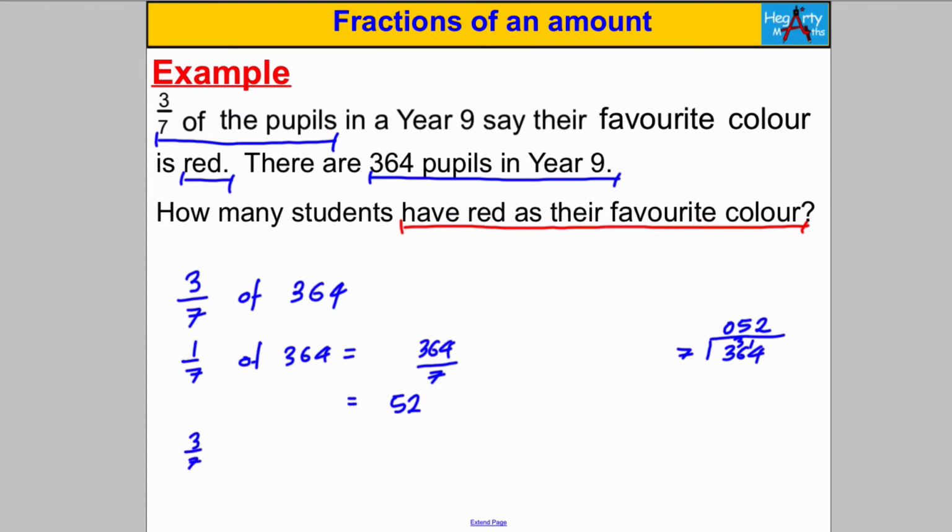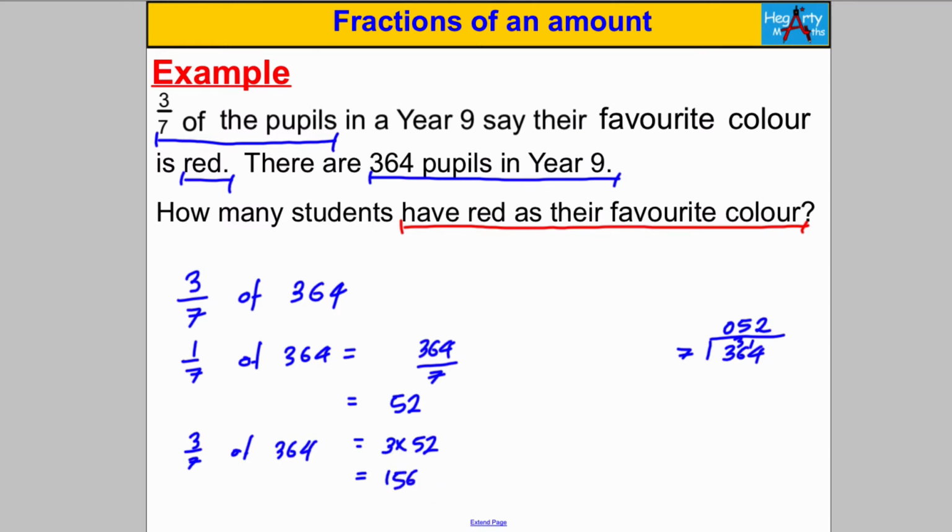Therefore 3/7 of 364 must be 3 multiplied by 52. By the distributive law, that's 3 multiplied by 50, add 3 multiplied by 2. 3 multiplied by 50 is 150. 3 multiplied by 2 is 6. So that must be 156.